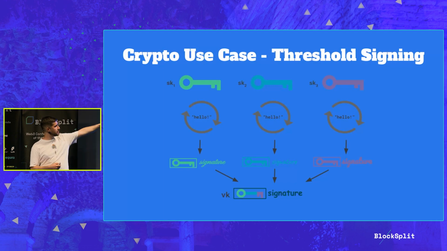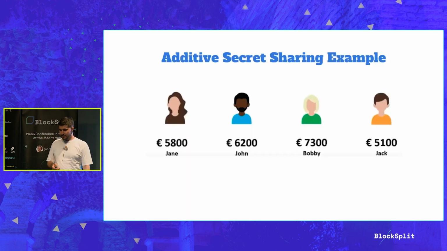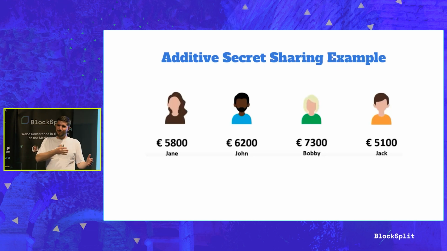You have these keys, everybody signing the transaction, you have signatures. When you combine them, you get a signature that can be relayed on the network. But since our subject today is beyond custody applications, what can we do with MPC apart from doing this?